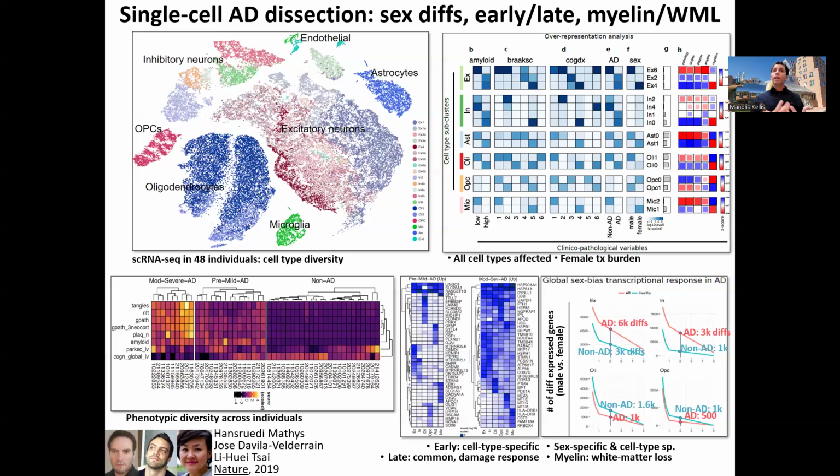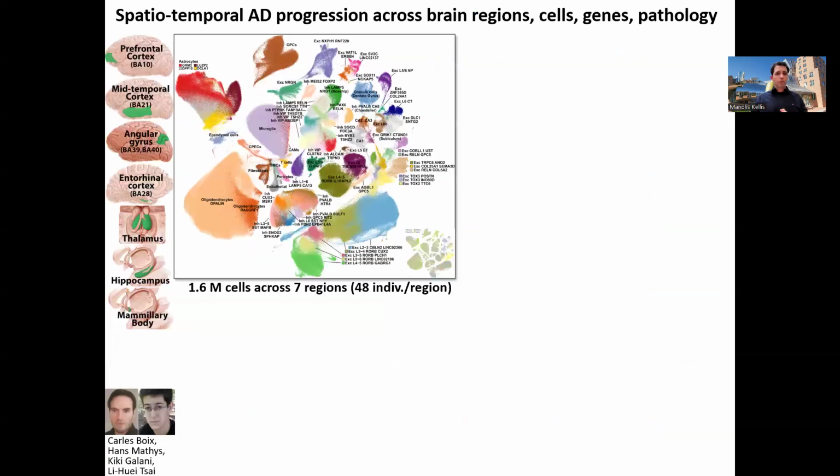So we said, okay, can we now study the differences happening in different regions of the brain between case and control individuals? So we did exactly that. Can I look at the entorhinal cortex? Can I then look at the hippocampus, the thalamus, the mammillary body, and then some of the neocortical regions: the angular gyrus, the mid-temporal cortex, and the prefrontal cortex? Everybody with me here? What's the first thing that happens?